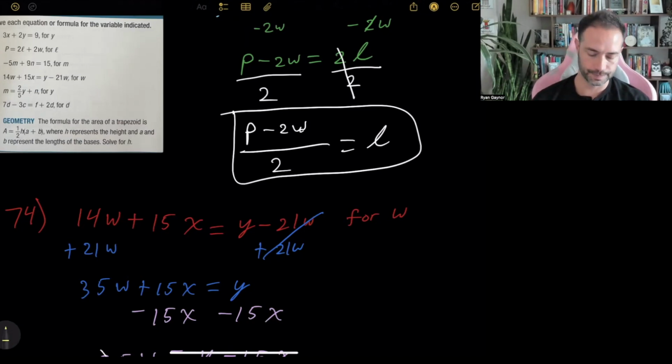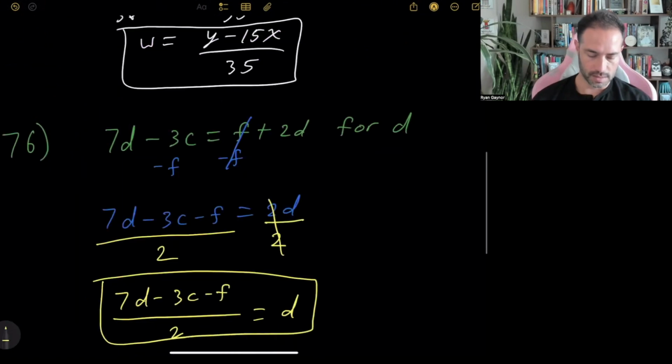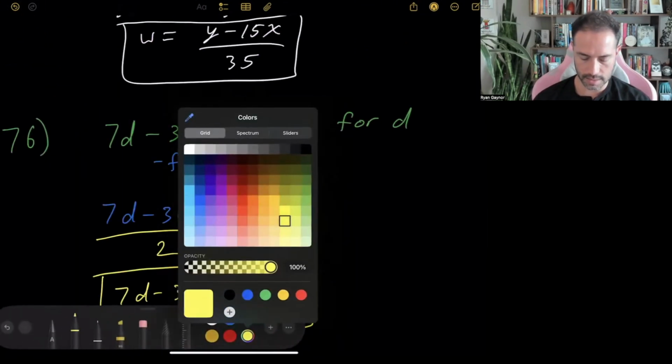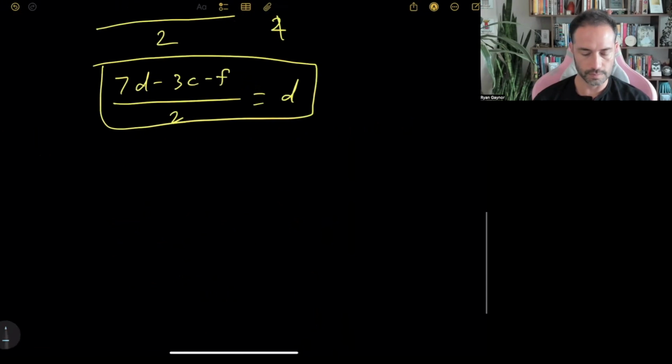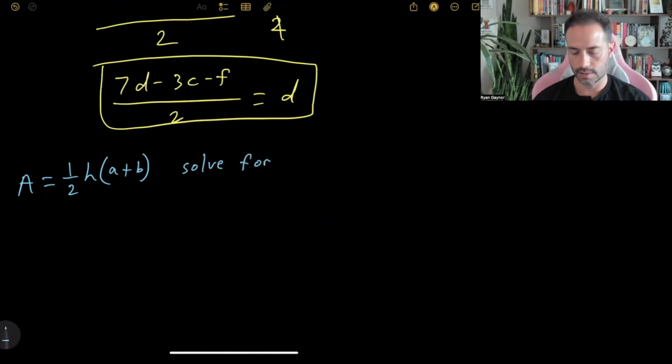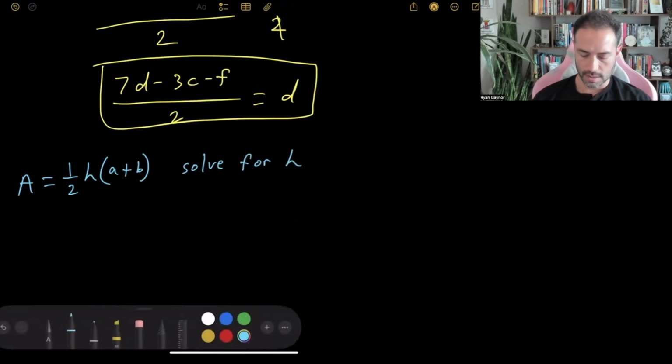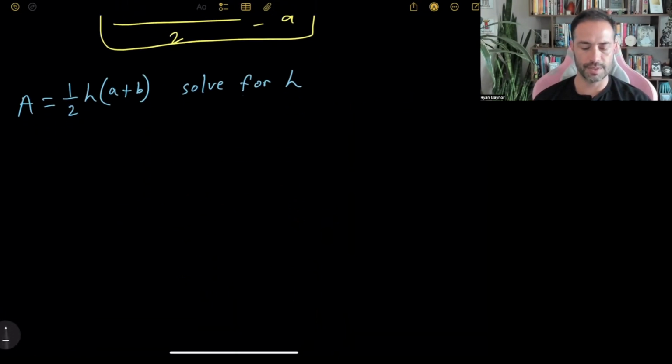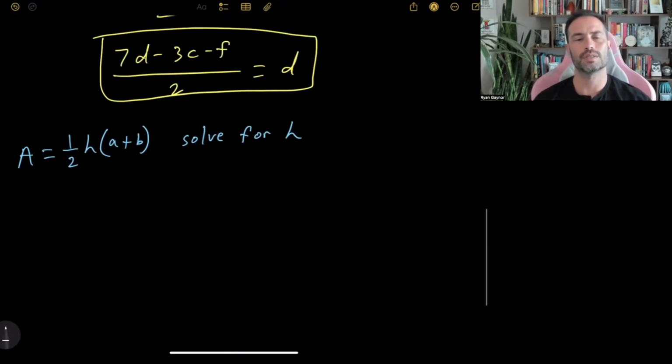Solve for h. Okay, so let's do that. Here we go. Area equals 1/2 times h times the sum of a plus b. Solve for h. Okay, so the first thing I'm going to do, notice how this is all multiplication. It says 1/2 times h times this parenthesis. I know in the parenthesis there's a plus sign, but I'm just talking about times the parenthesis.